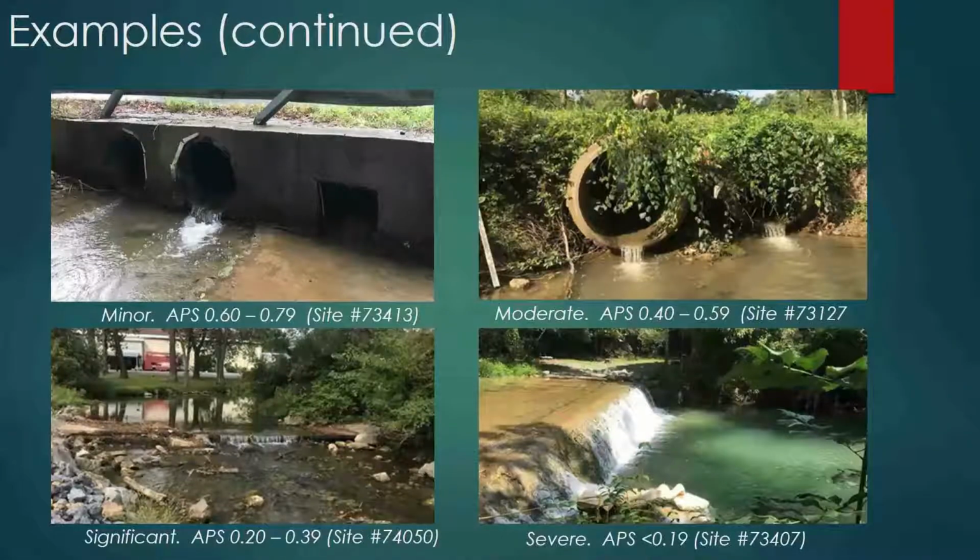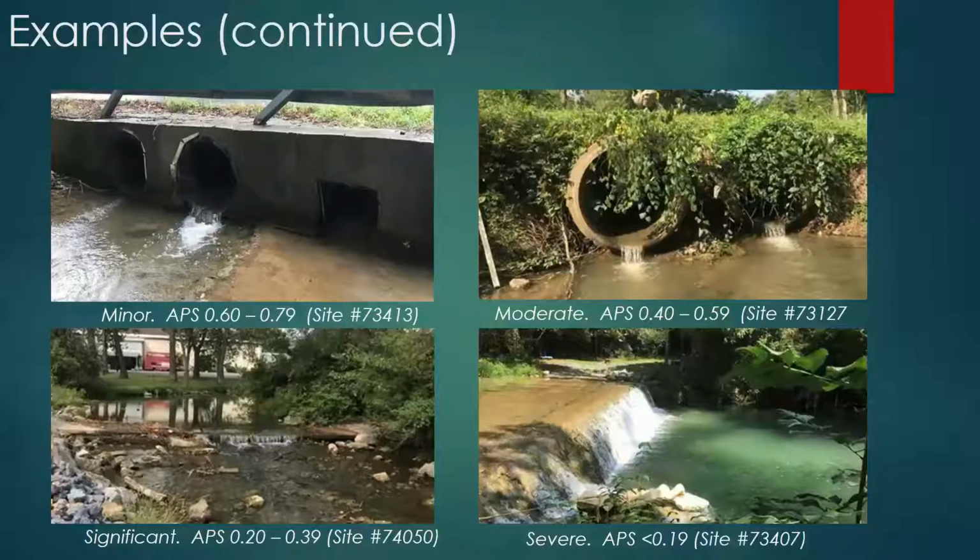And now to go on to some other examples, starting at the top left, this would be an example of minor. This is one of the triple structures that we surveyed. You can see that this is a picture of the outlet, and you can see that there's an outlet drop to stream grade at the center culvert, and somewhat of one on the left culvert. The box culvert on the right, although the picture doesn't really show it, is at stream grade and there is water there. So that's a minor barrier.